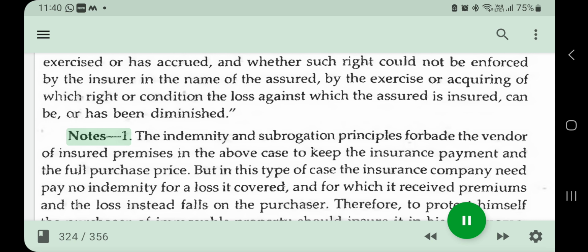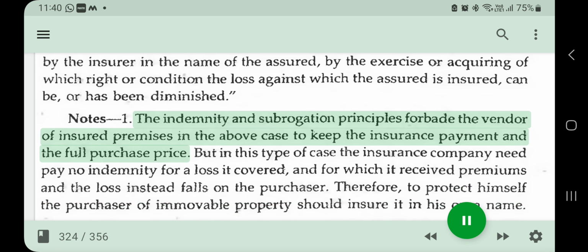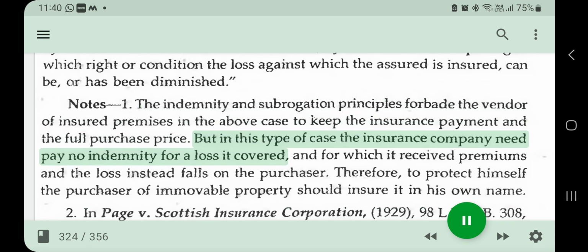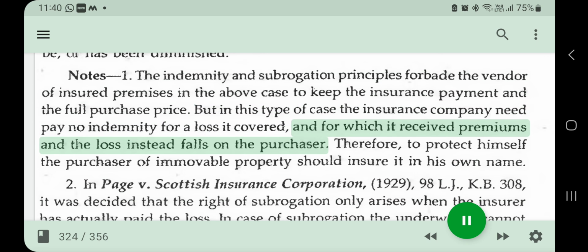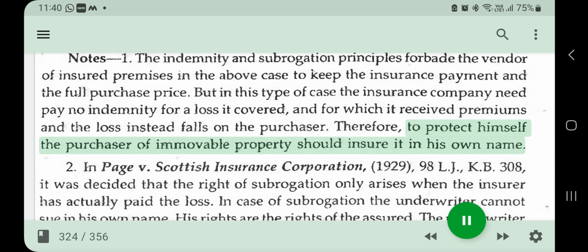Notes. 1. The indemnity and subrogation principles forbade the vendor of insured premises in the above case to keep both the insurance payment and the full purchase price. But in this type of case, the insurance company need pay no indemnity for a loss it covered, and for which it received premiums, and the loss instead falls on the purchaser. Therefore, to protect himself, the purchaser of a movable property should insure it in his own name.